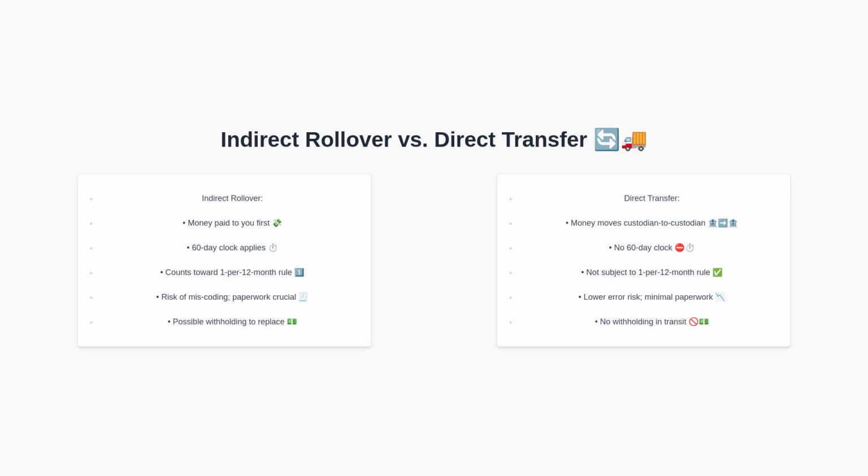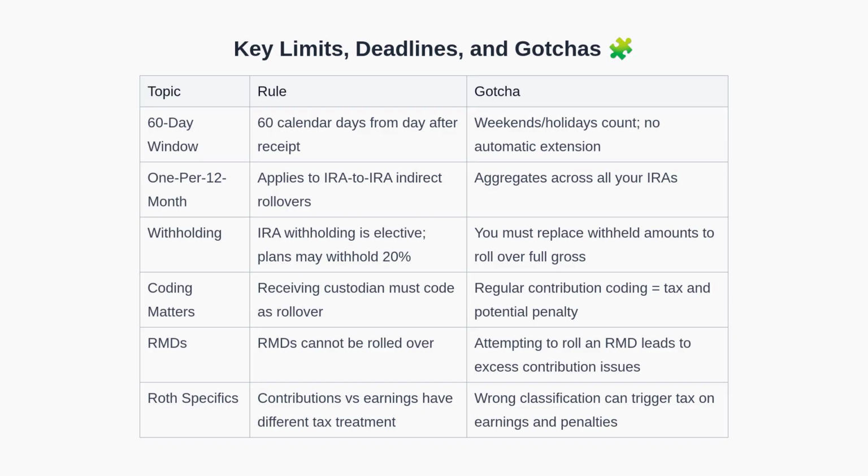Next, let's consolidate the critical limits and gotchas in a quick table. This table summarizes key operational rules. The 60-day window counts calendar days starting the day after you receive funds and includes weekends and holidays. The 1 per 12-month rule applies to IRA indirect rollovers across all your IRAs.